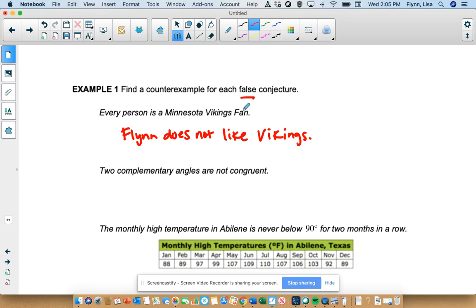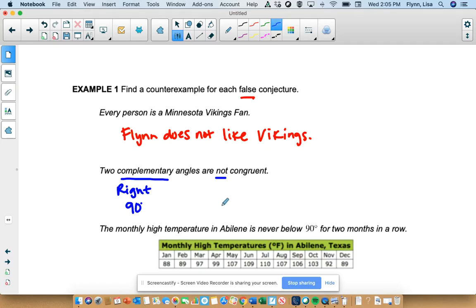Okay. All right. Let's see. Two complementary angles. Ooh, there's a vocabulary word. What does that mean? Complementary angles. You get a compliment when you are right. And when you are right, they add to 90 degrees. So two complementary angles are not congruent. Be careful with that, not.